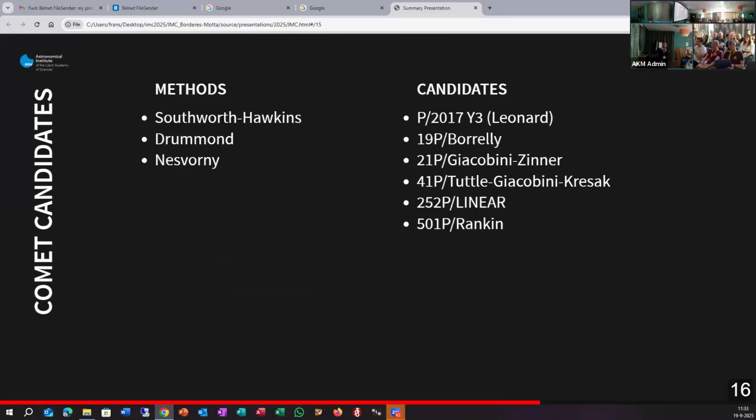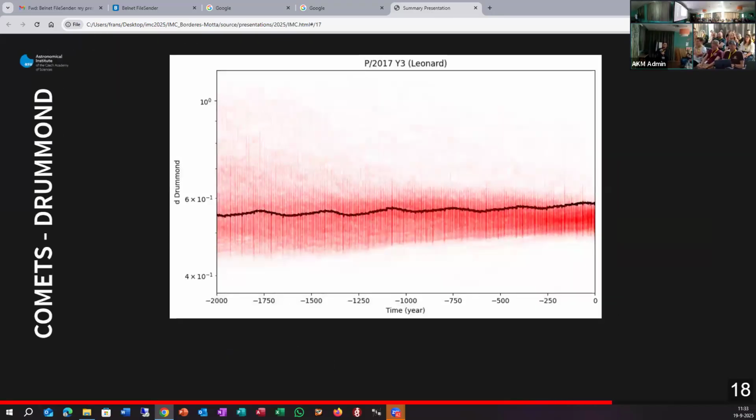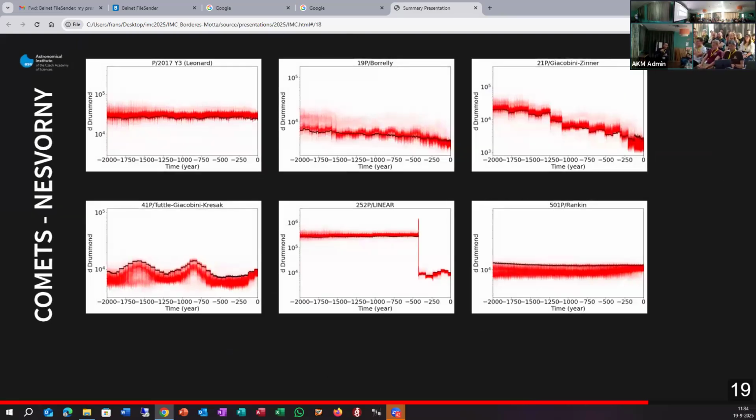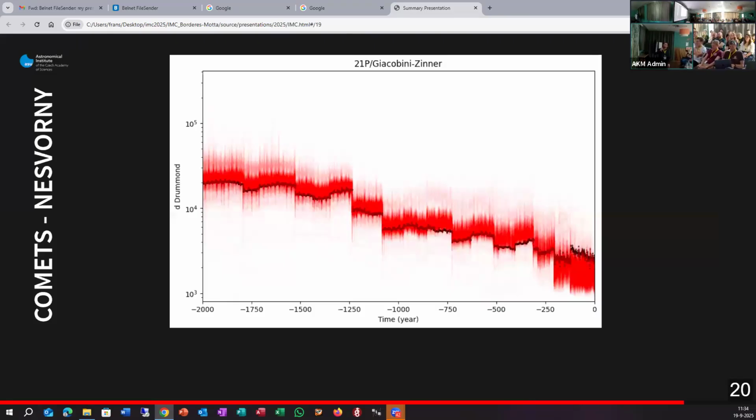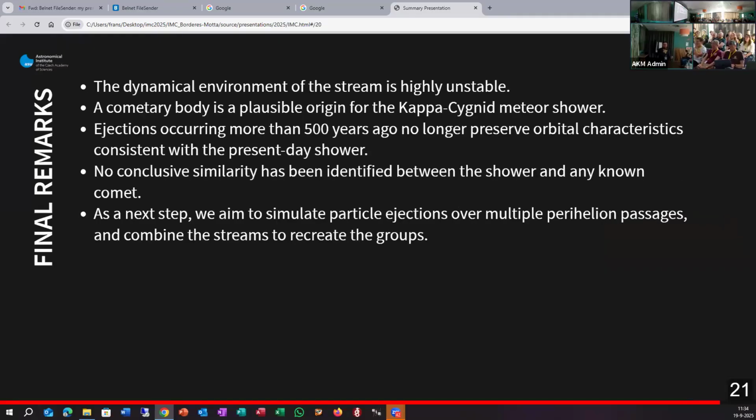So using these 3 different methods, I chose these candidates. Using Drummond, the best candidate was P/2017 Leonard, and using Osborne, the best candidate is Giacobini-Zinner, which is also mentioned in the paper from Borovička. But in both cases, they are not very conclusive candidates for the parent body.